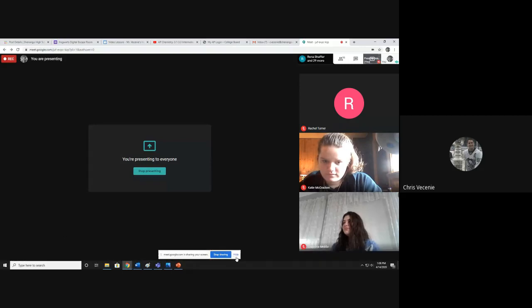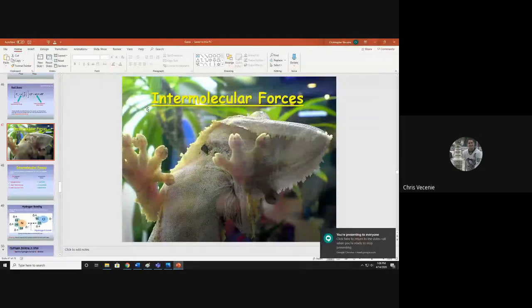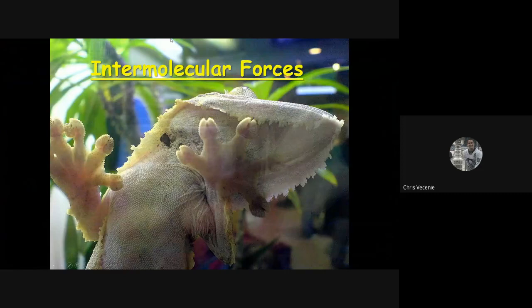All right, so like I said, I wanted to walk you guys through some stuff about intermolecular forces. Start off with that guy. You're seeing a gecko stuck to the window because of intermolecular forces, which a lot of times get called IMFs. Intermolecular forces are all about attraction, all about things sticking together.